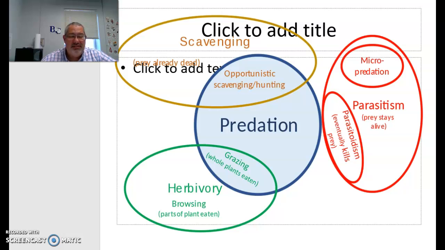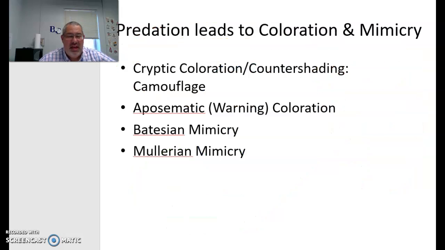So predator-prey interactions are very common in the natural world, and they often lead to development of specific colors and warning colors, cryptic colors, camouflage, if you will, and even mimicry of one organism by another. So let's look at some of these different coloration patterns and some of these different types of mimicry that can form due to predator-prey interactions.